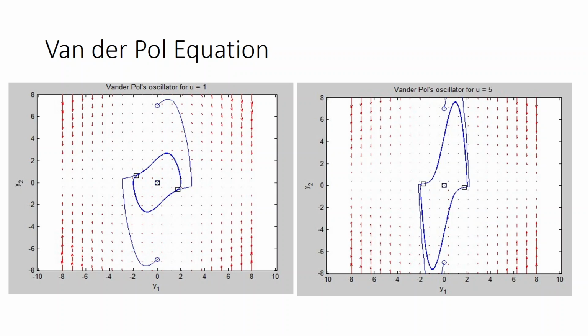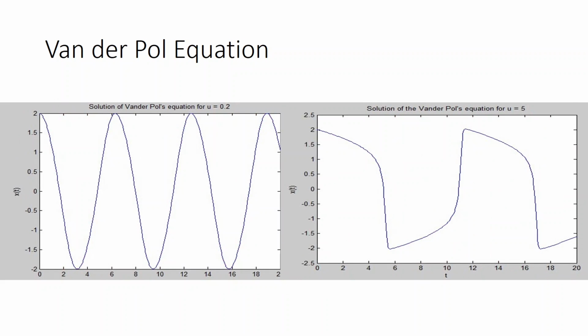You can take different initial conditions and observe these trajectories. This is a response for u equals 0.2, which is quite close to 0. You can see that the response is quite similar to the harmonic motion, which is a sinusoidal motion. However, it is not exactly a sinusoid because u has some value, and as you keep on increasing u, you can observe that it is very different from a sinusoid, but however it is a periodic motion.